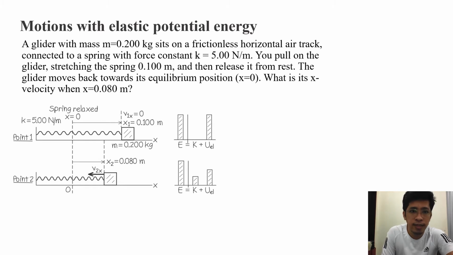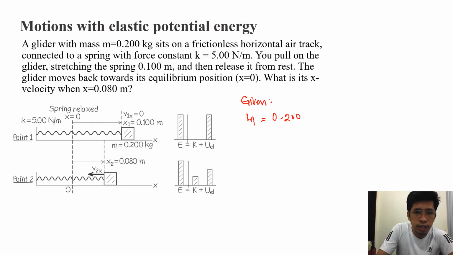So let's read the problem again. You have a glider with mass 0.200 kilograms. So here, a mass is connected to a spring, and this mass has 0.200 kilograms. It sits on a frictionless horizontal air track connected to a spring with a force constant of k equal to 5 newtons per meter. So your spring constant is 5 newtons per meter. You pull on the glider, stretching the spring 0.100 meters, and then release it from rest.